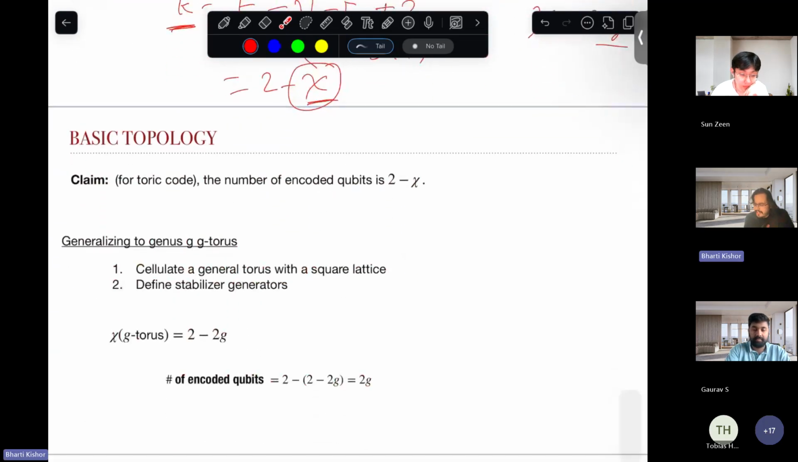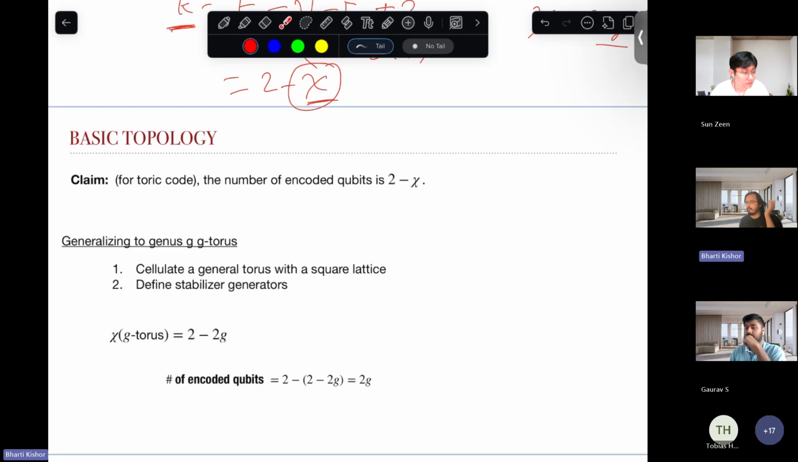So that's the idea. We can take a G torus and the number of encoded qubits will be 2G. So you see that this simple idea helps us without doing any complicated mathematics. We have seen how we can generalize the toric code to the G-torus code, where instead of having 2 logical qubits, we can have 2G logical qubits.